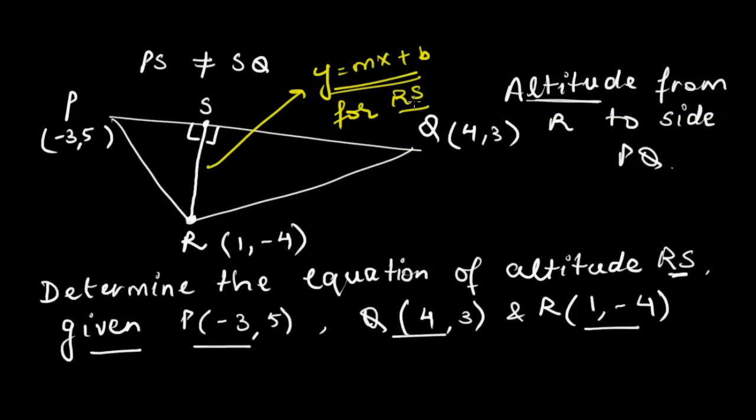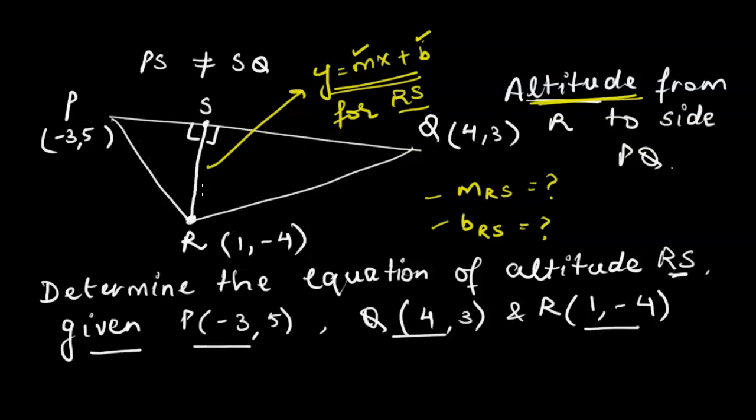Now, for whatever line we are looking for the equation, we need the slope of the line and we always need the y-intercept of that line. So we need the slope of line RS and we need the y-intercept of line RS. Once we get these two, we would substitute them as m and b, and then we can write our equation for this line. Now let's understand the steps of getting the slope and the y-intercept of this line RS, which is also called the altitude of this triangle from R to PQ.